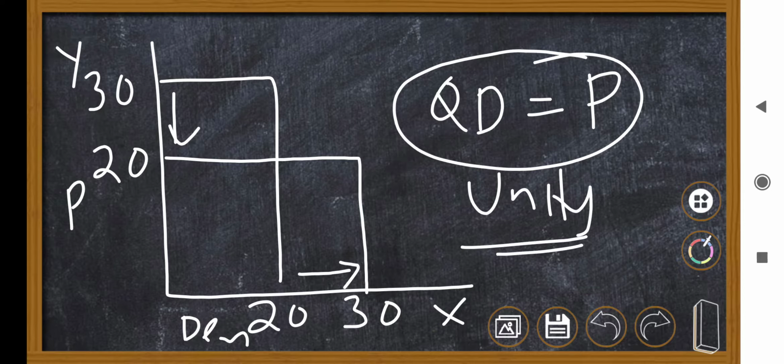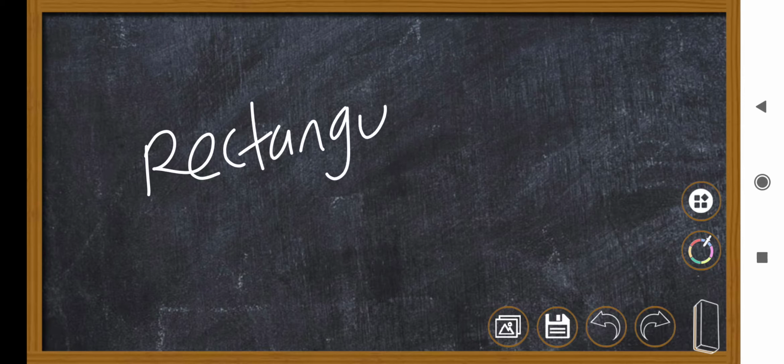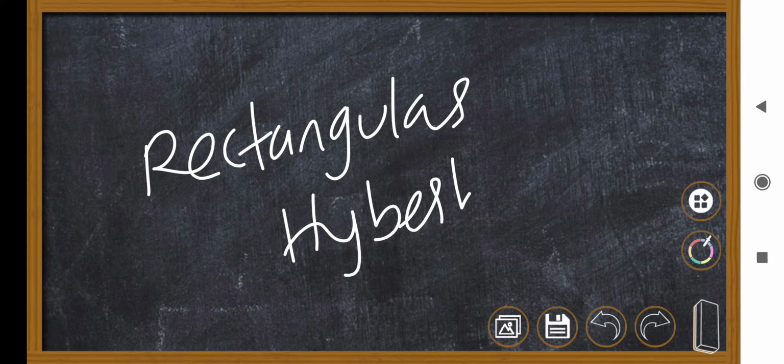It is to be noted that the shape of the demand curve in the case of unity elastic demand is a rectangular hyperbola.